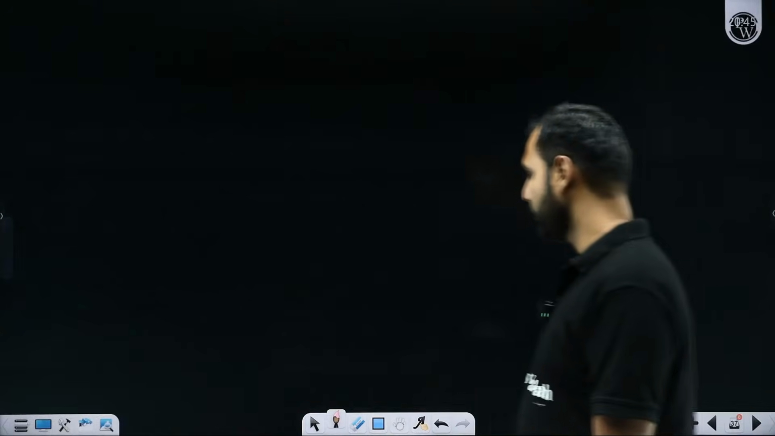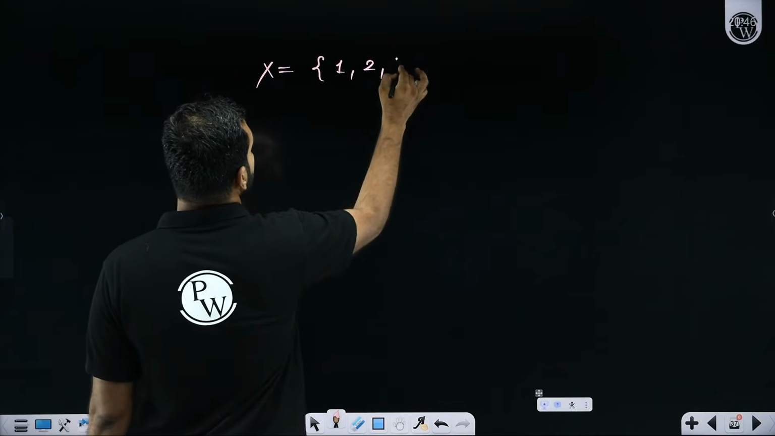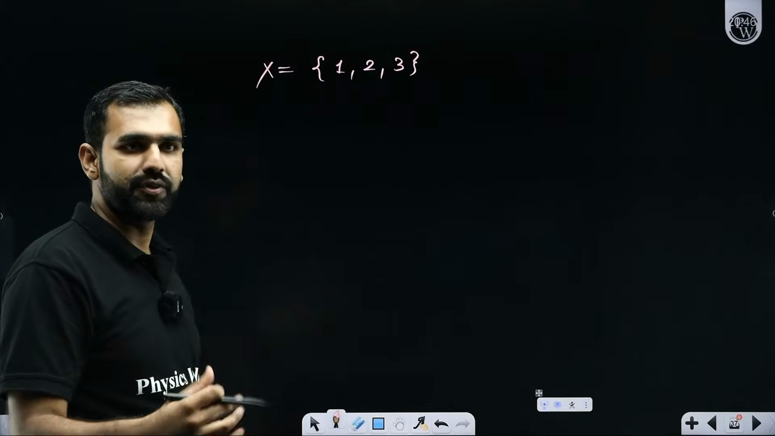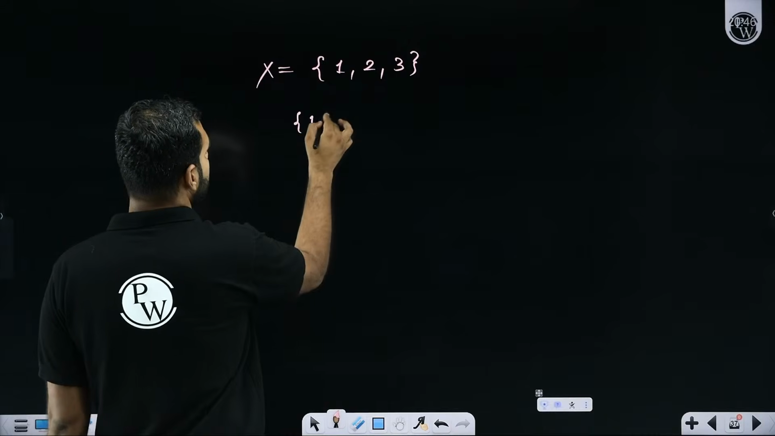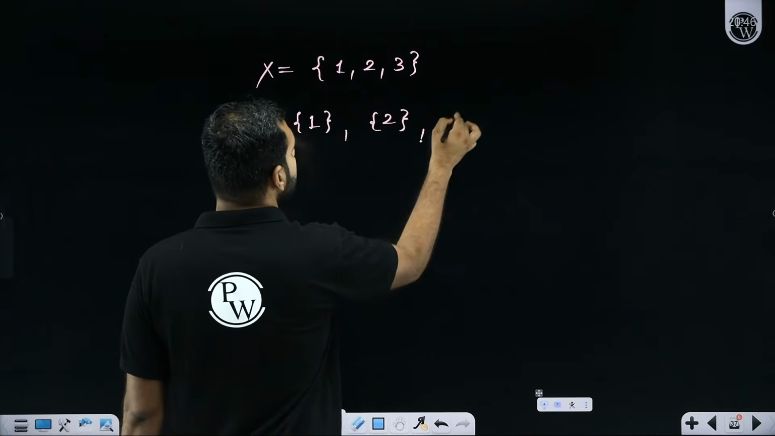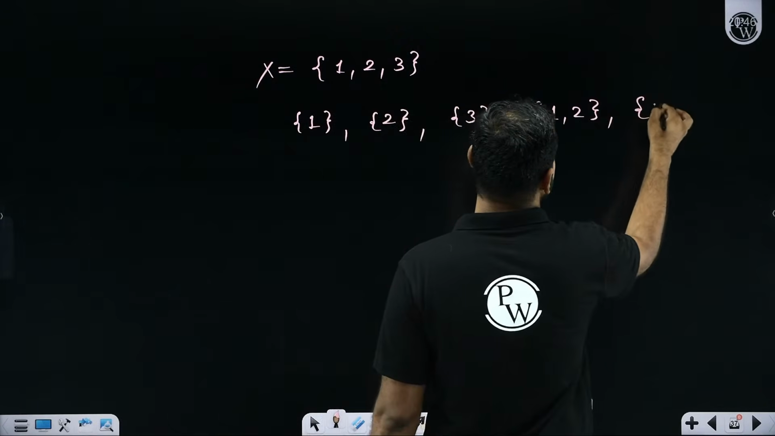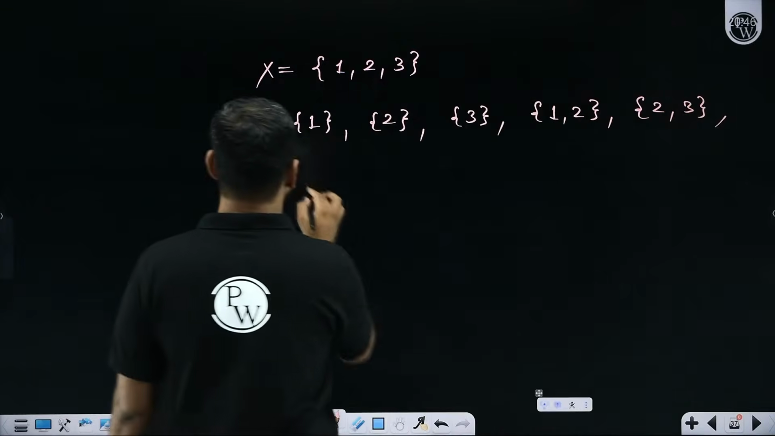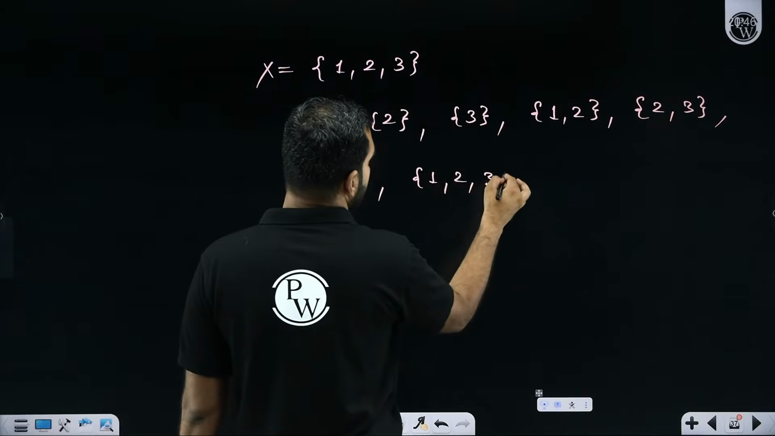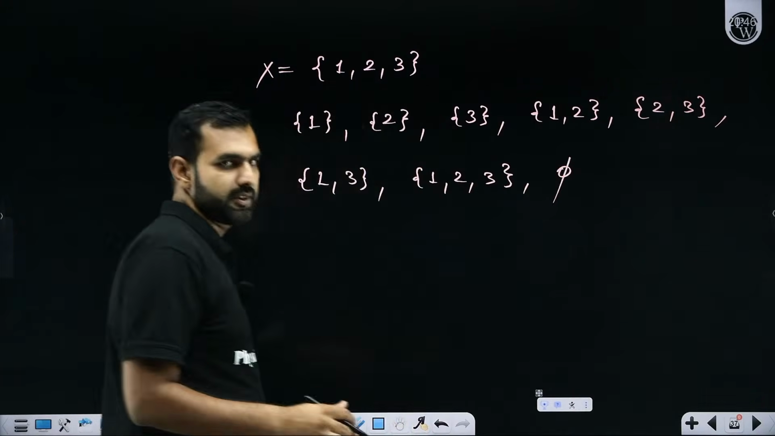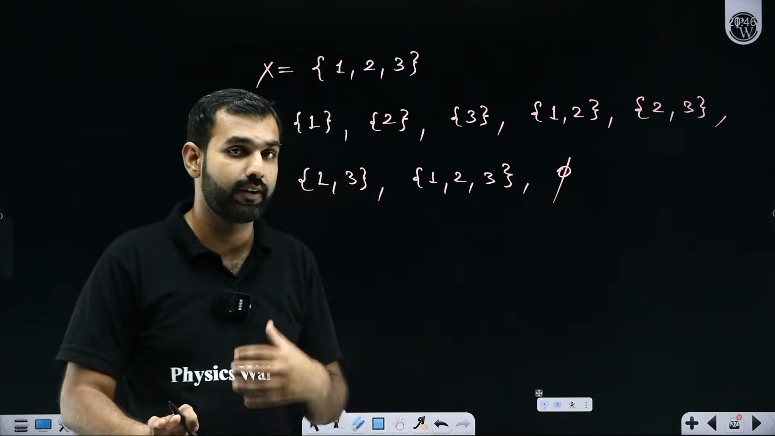One more thing I want to discuss with you is, let's say there is a set X and it contains 3 elements: 1, 2, 3. Now, how do you define its subsets? There can be multiple subsets. Let's say the first subset is {1}, the second subset is {2}, the third subset is {3}. The other subset could be {1, 2}, another could be {2, 3}, another could be {1, 3}. One more subset could be {1, 2, 3}. And there can be one more subset which is nothing. Subset means you take something out of it, so if you are taking nothing out of it, that is also a set.